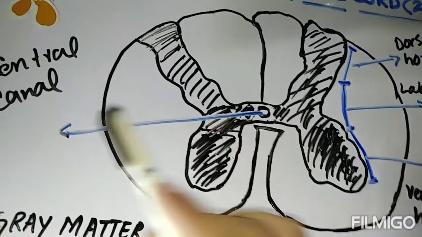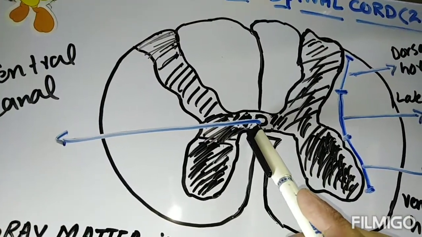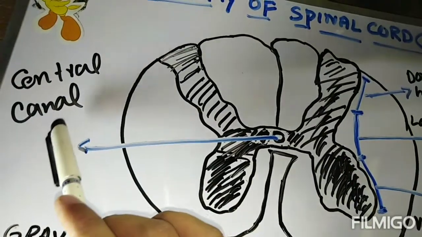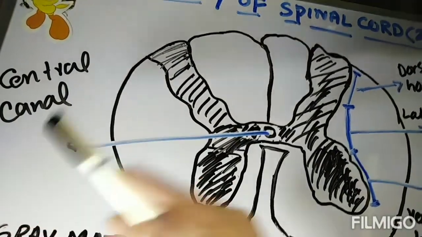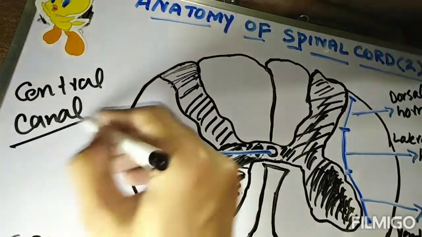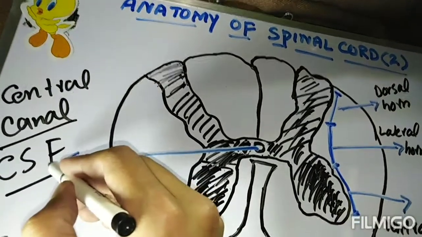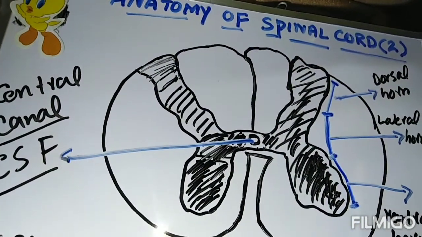And the central canal is also present in the center of the gray matter. The central canal is filled with CSF, cerebrospinal fluid, which is present in the central nervous system.